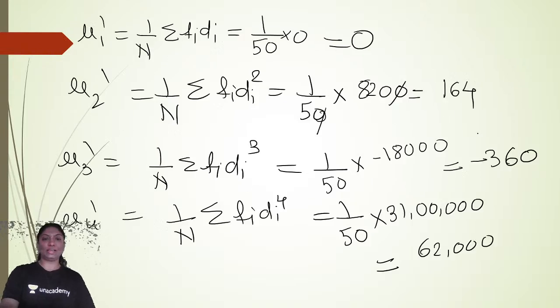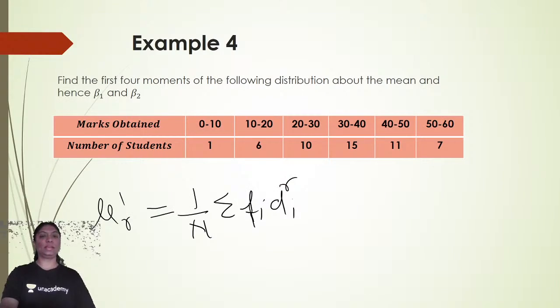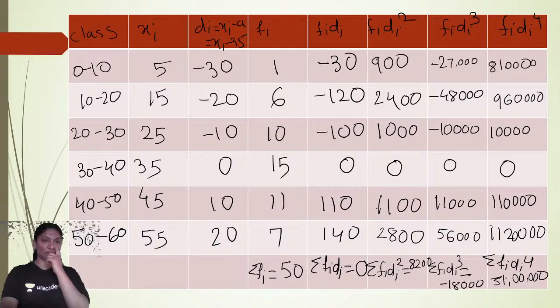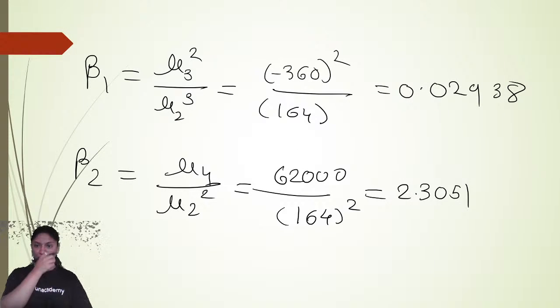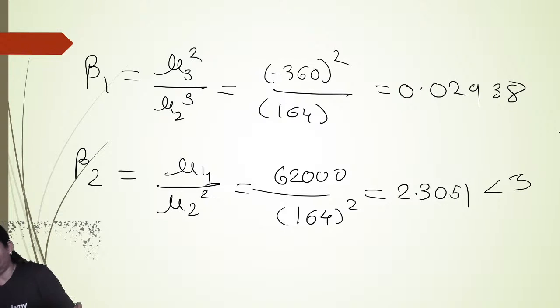See how much calculation effort we have to take here to calculate beta 1 and beta 2. Okay, so 2.3051. So obviously it is less than 3. So again the distribution is platykurtic.